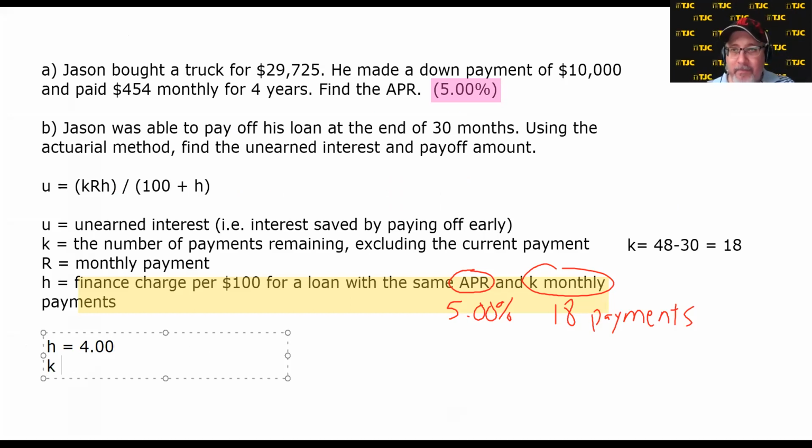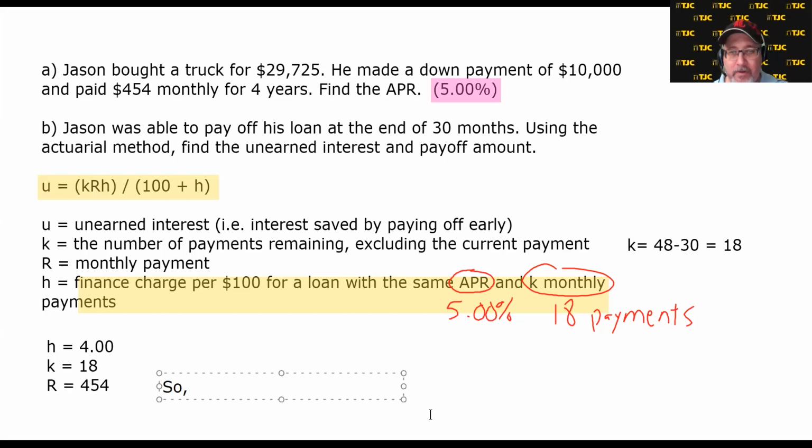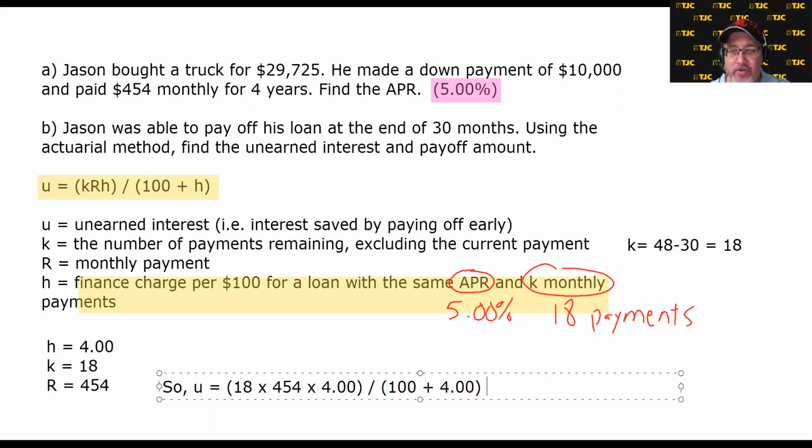We have K, we have R. So we have all the necessary ingredients for this recipe. And I do look at formulas as recipes. U is equal to, the top of this fraction is 18 times 454 times 4.00 divided by 100 plus 4.00.